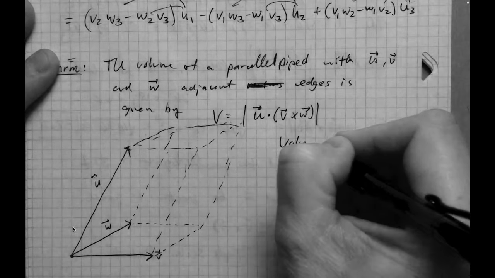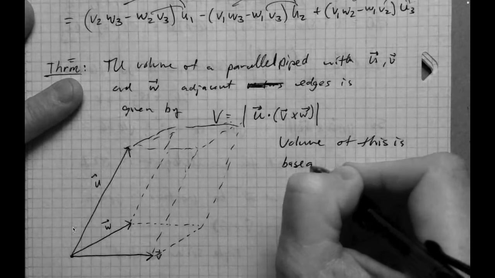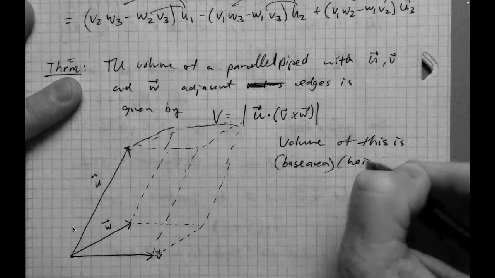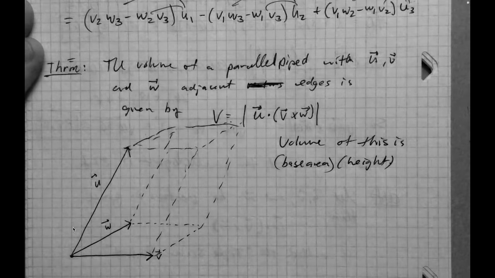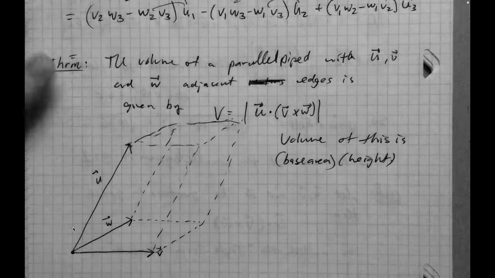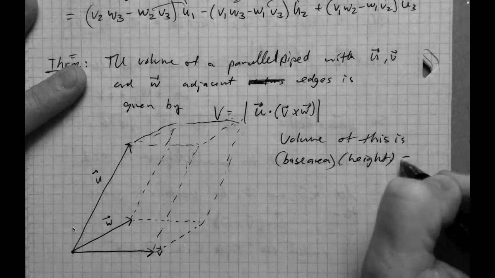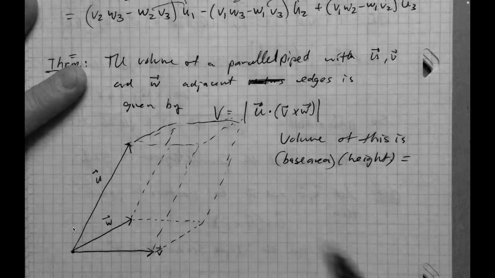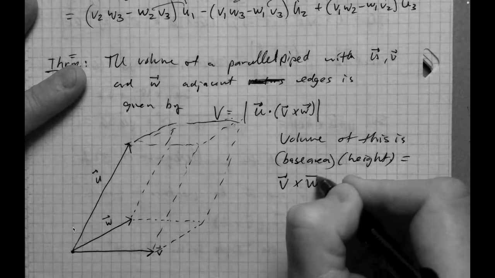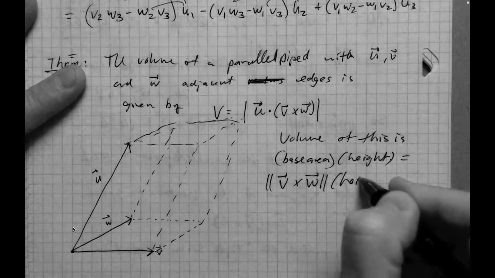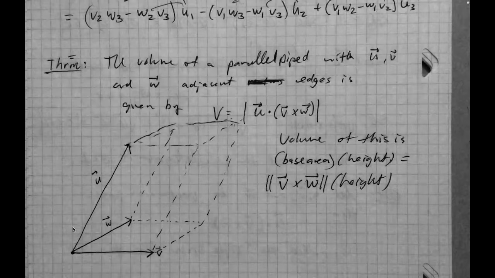Well, the volume of this is the base area times the height. So the base area, you can think of this as the VW plane down here. That area is the area of a parallelogram. So we know that the base area is going to be the norm of V cross W. These two vectors, if you take the cross product of those and the norm, then you get the area. So it's the base area.